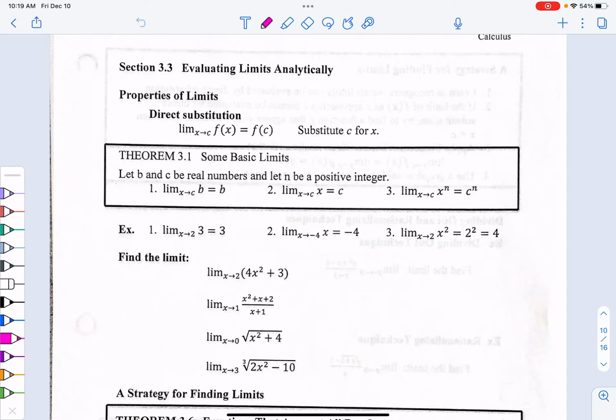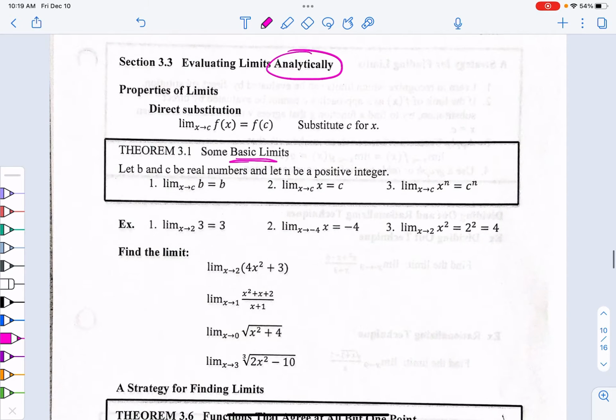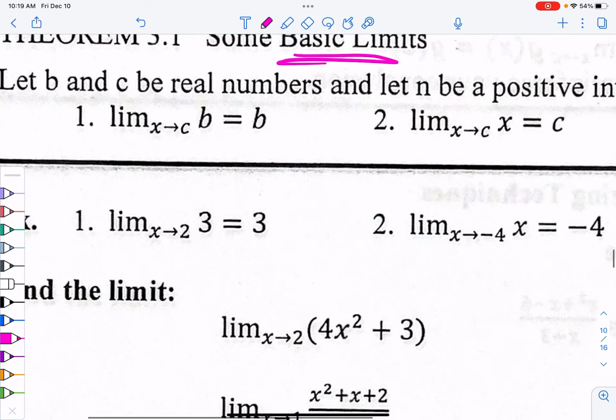So section 3.3, evaluating limits analytically. So this is like not graphing, just looking at the equations. There are tricks that we can do to a function to make it so that we can evaluate limits even at places where we can't plug it in. Okay, so we're going to look at some basic rules for finding limits. There's 3 of them. So this first one applies to number 1. Okay, so these go together.